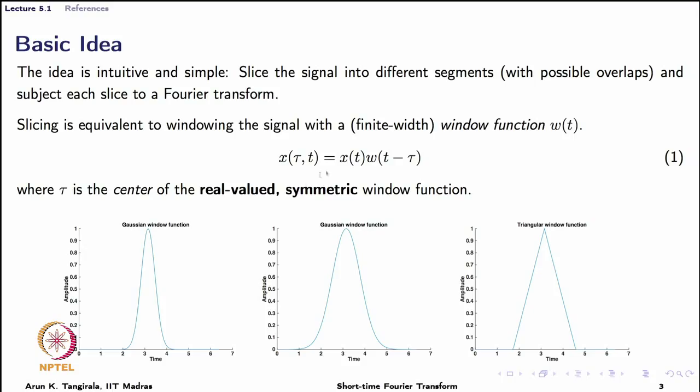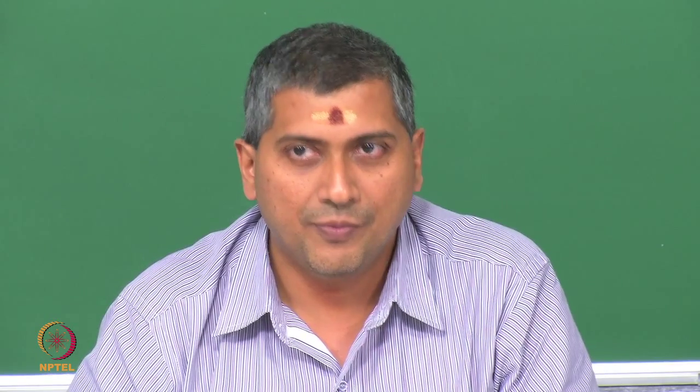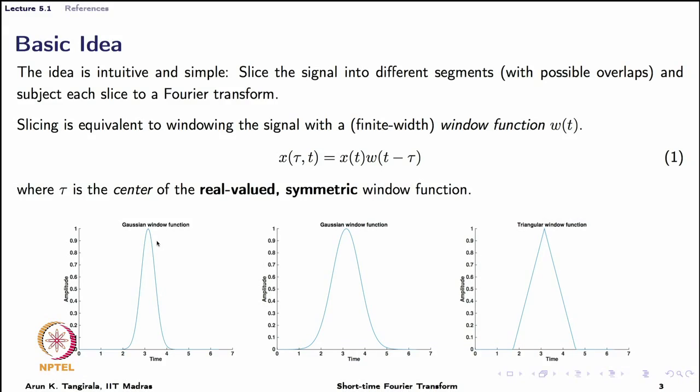Now, notice that again tau is the center of the window function. So, what we are essentially going to do is pick any of these window functions. Let us say I pick the first one. I am going to place this window function at the beginning of my analysis, in such a way that the center of this window will coincide with the start of the signal. Okay. So, that means initially tau is 0, and then I traverse along the length of the signal.